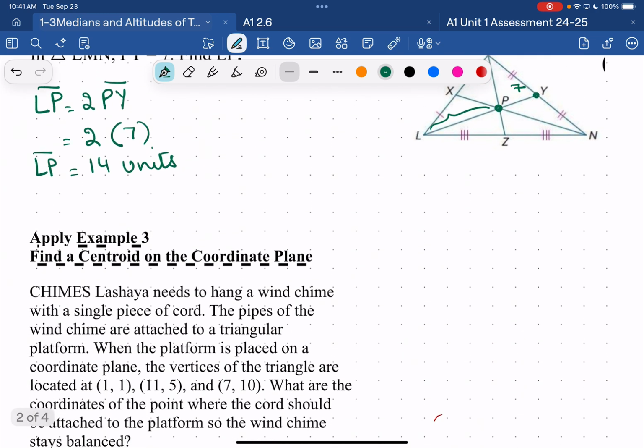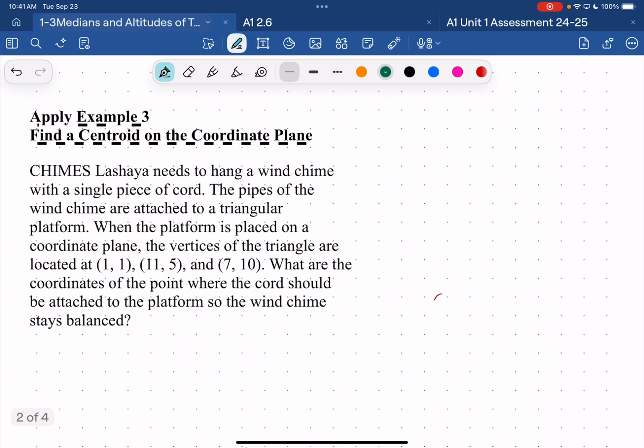Okay, now the next one. We are given the vertices of a triangle. They are 1, 11, 11, 15, 7, 10, and we want to find the coordinates of the point where the cord should be attached to the platform so the wind chime stays balanced. In other words, we are trying to find the center of gravity, that is the centroid, right?